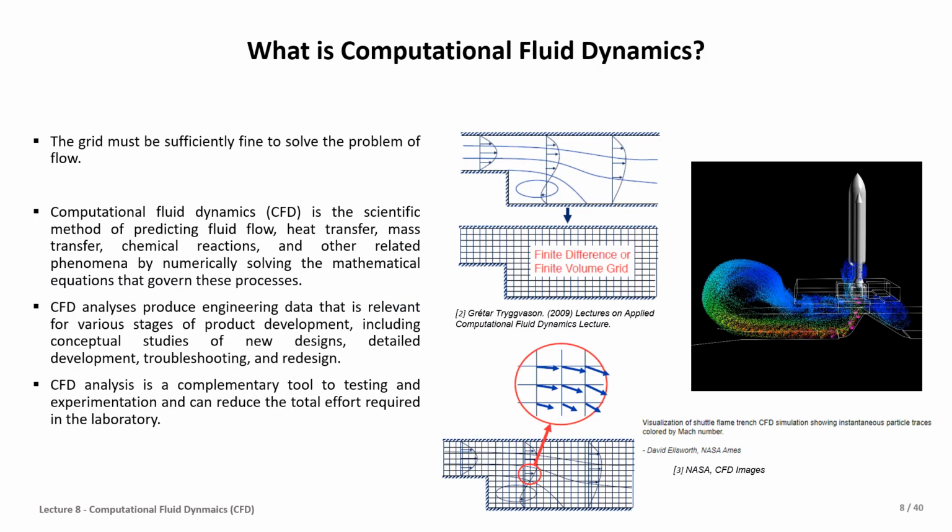Now let's see what computational fluid dynamics is. Usually in fluid dynamics, when we are dealing with a numerical approach to solve a problem, we need to discretize the domain of the problem into small areas. This small area is called a grid or mesh, and we have different approaches for that. We have the finite difference method, the finite volume method, and the finite element method also.